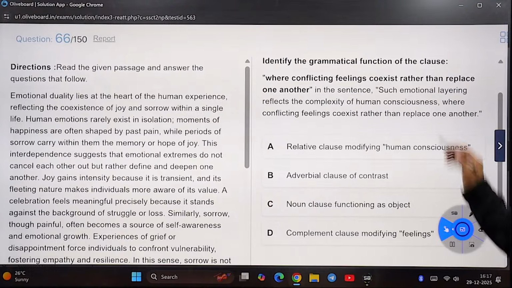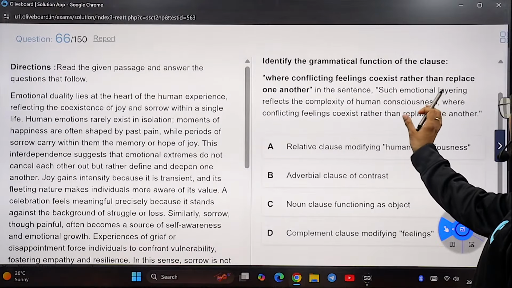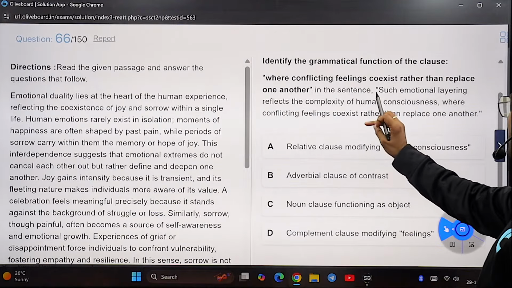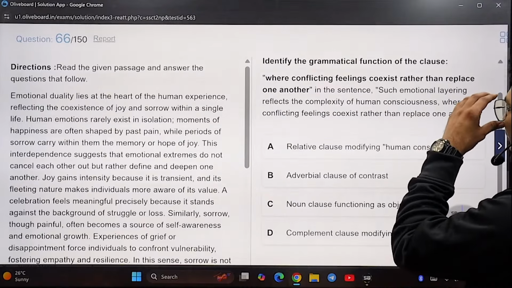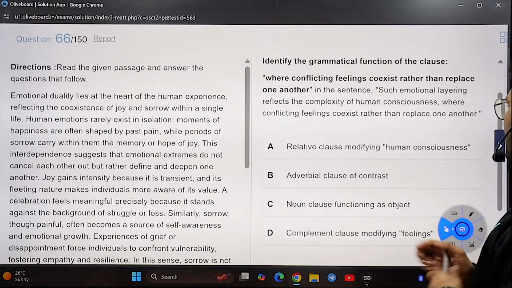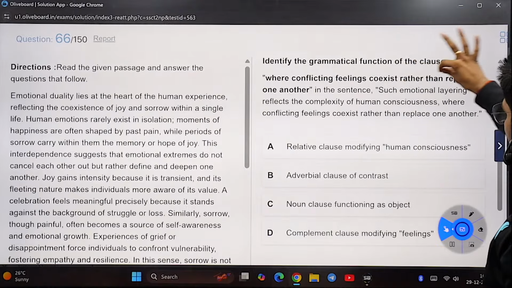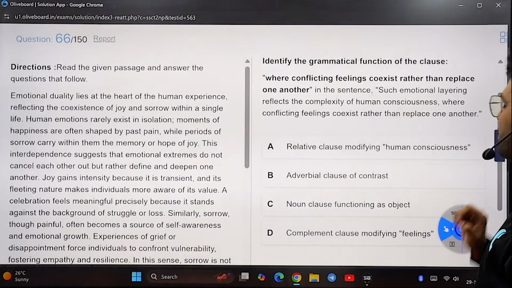Okay. Such emotional layering reflects the complexity of human consciousness. Human consciousness where conflicting feelings coexist rather than replace each other. Okay. Our consciousness. Adverb clause of contrast. It doesn't create any contrast to the previous statement, it just defines it. So it's not contrast, they are in the same tone.